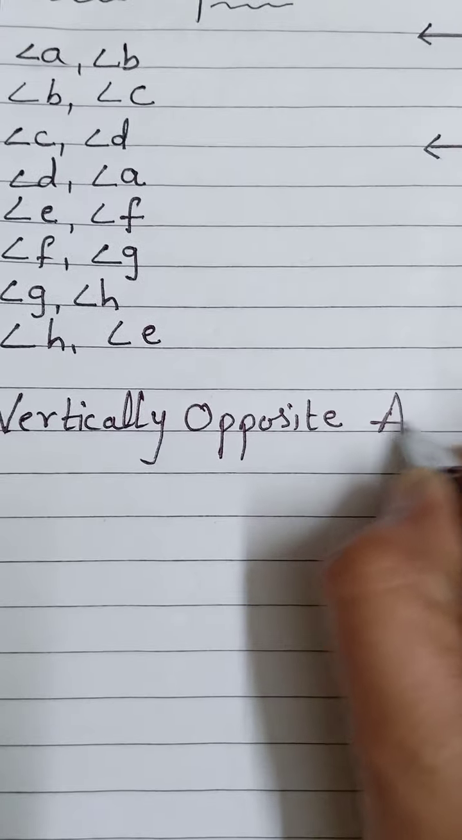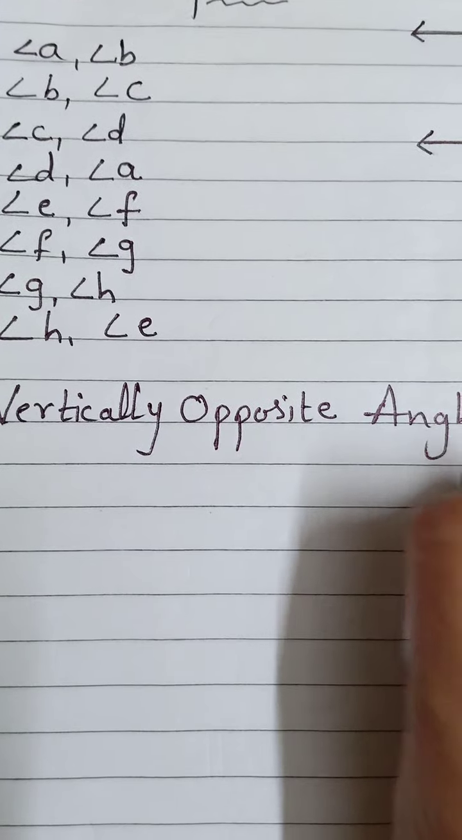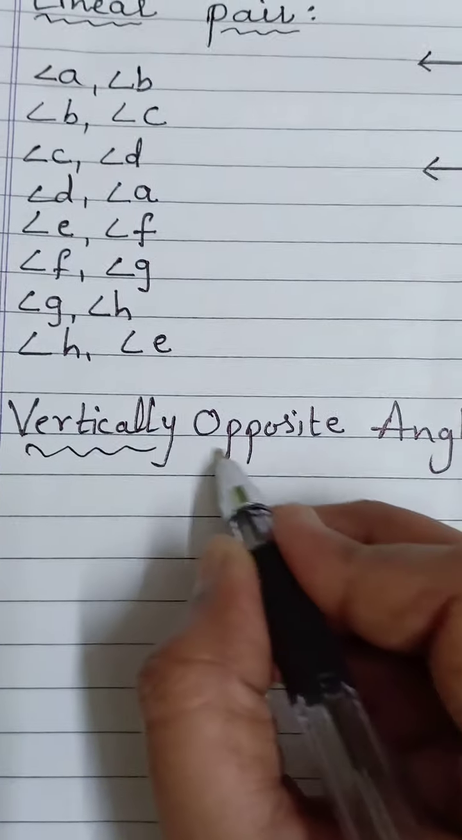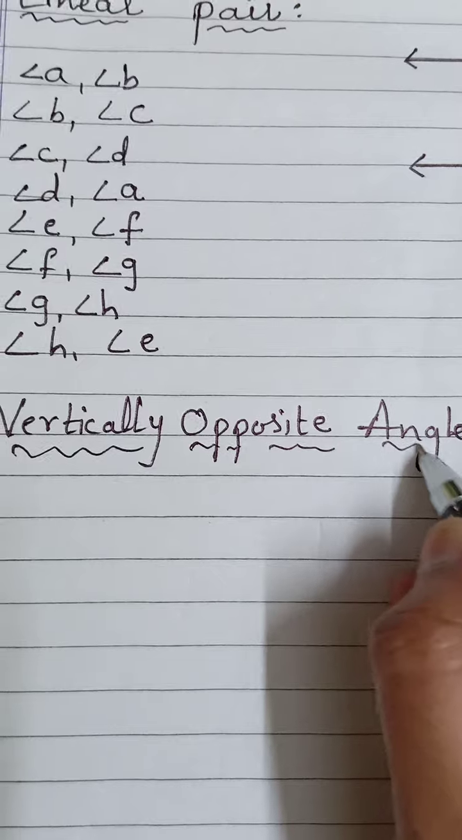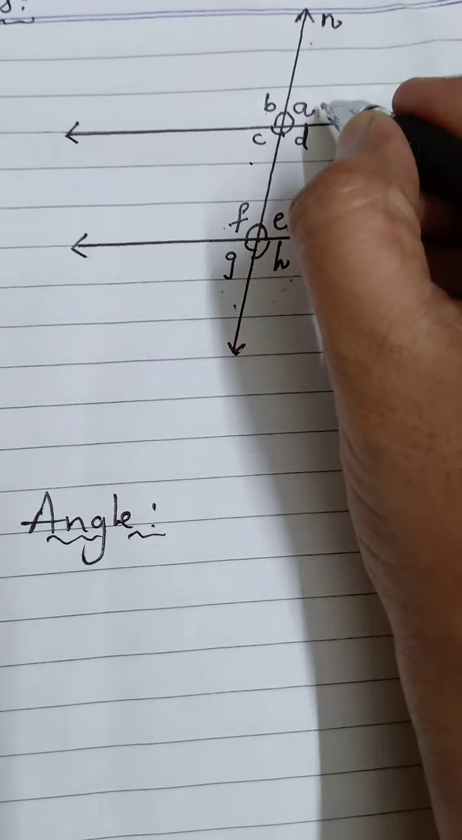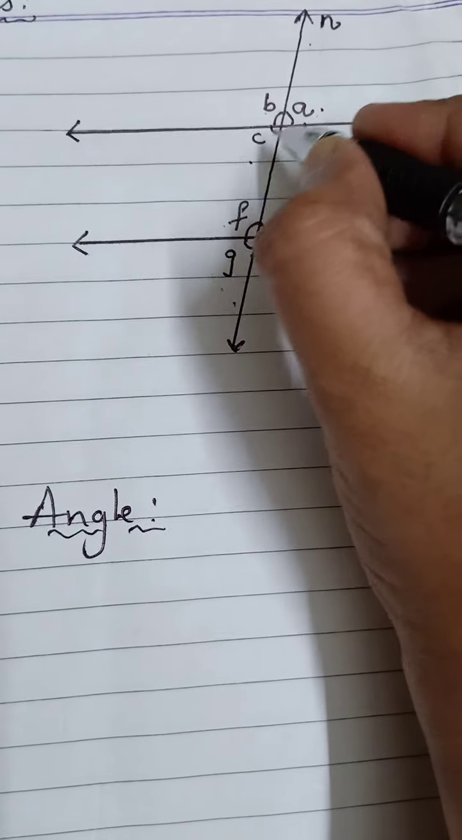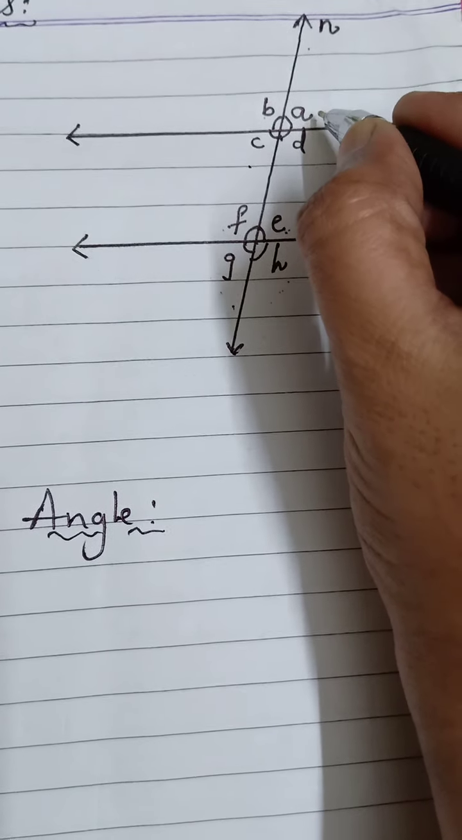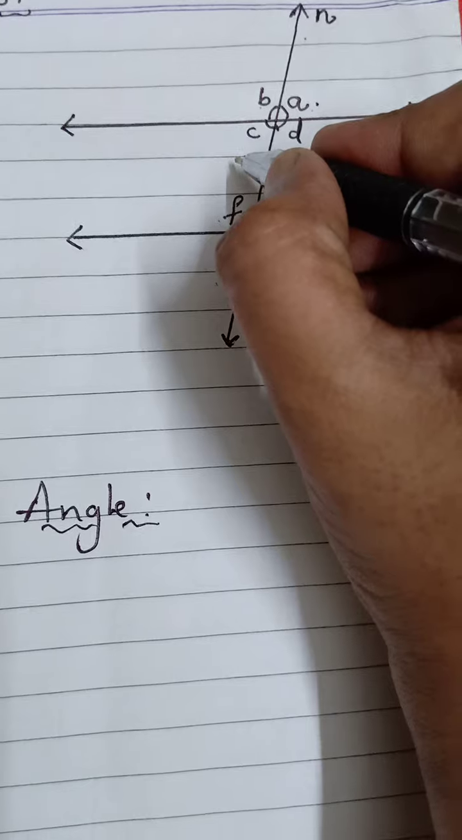So we have to take the angle which is exactly opposite of each other. So we will see vertically opposite angle in the figure. Now I will start from A. A and C both are opposite to each other. Therefore we can say that they are vertically opposite angles.